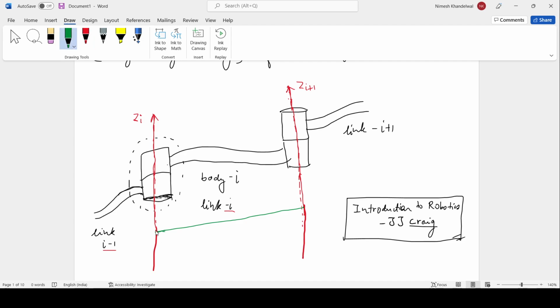The drawing is a bit bad here, but you get the point. So this green line denotes the line with the shortest distance between Zi and Zi plus 1. And this is how we define the next axis of our frame.